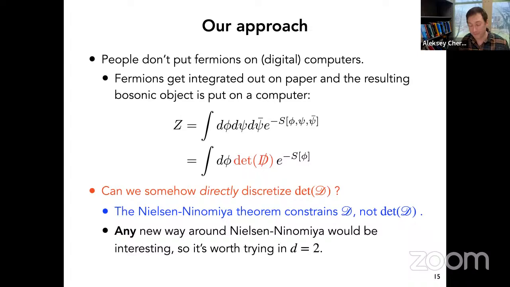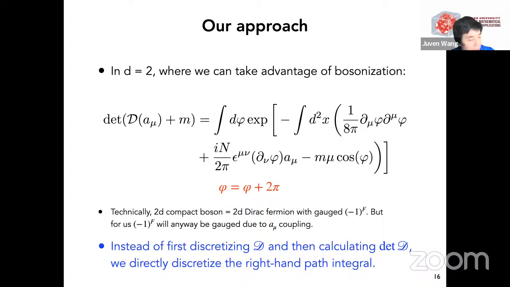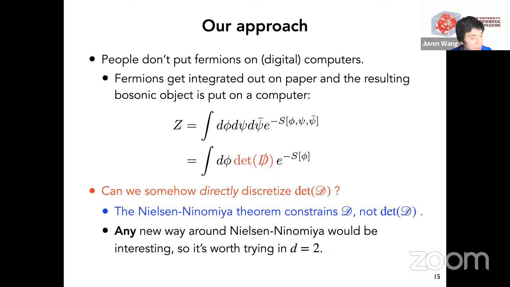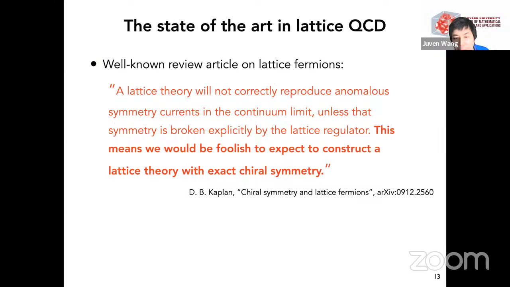So let's try. Oh, excuse me. Sorry. Go ahead. Earlier, when you quoted Kaplan's review, you said his statement that it would be foolish to expect to construct a lattice theory with exact chiral symmetry, maybe two slides back. You can go back to that one so the audience can see it. So does that statement still hold for a more restricted chiral symmetry that is anomaly free, in your opinion?